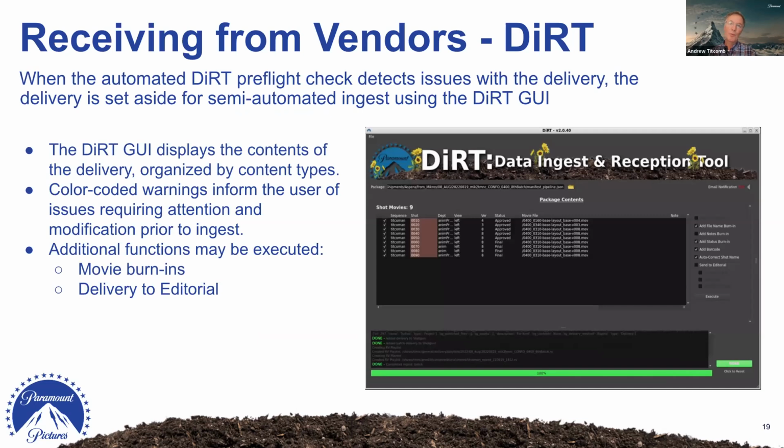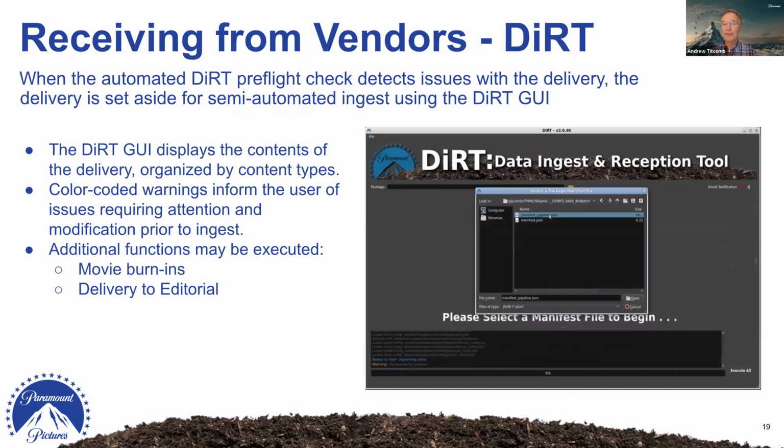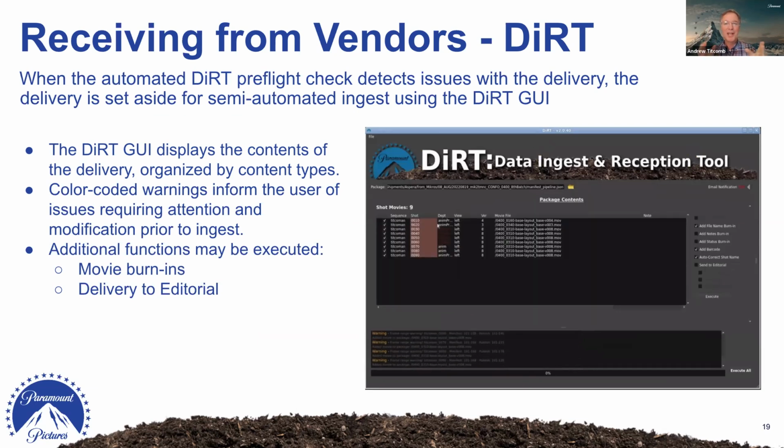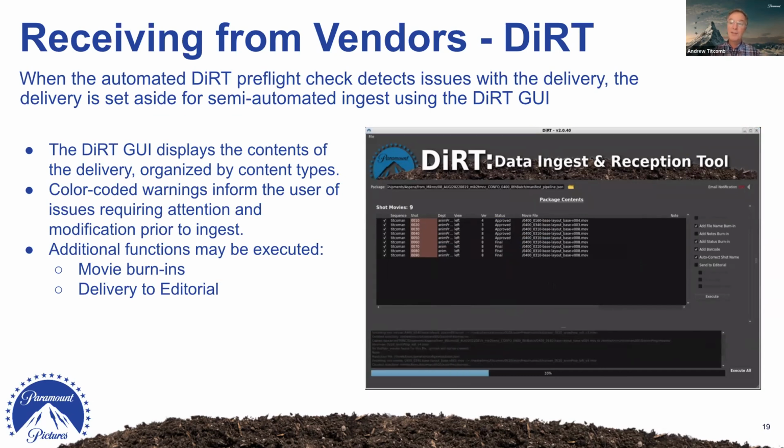But in the case where we don't pass the pre-flight check, the process will stop. And of course, we send notification to the production staff saying that this delivery didn't pass the checks, so it needs human intervention. The production person in general doesn't open up the JSON manifest file. They open up the DIRT UI, and the DIRT UI gives them hopefully all the information they need in order to identify what the problems are and correct them for executing the ingestion.